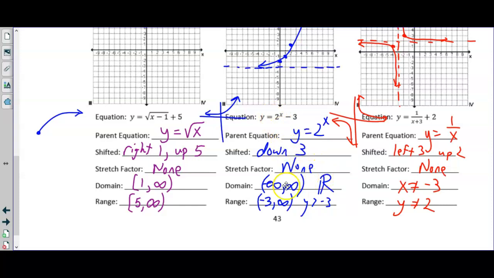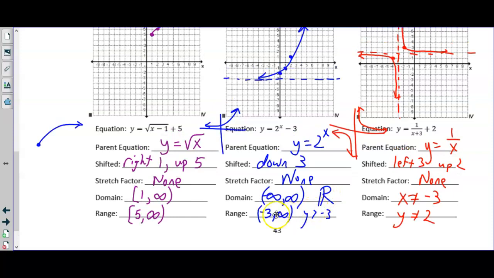Domain is infinite, so you can write it with an interval or with the all real number symbol. The range starts at -3 and goes to infinity, but we're not including -3 because that is an asymptote. So we need to show that with parentheses in the interval format.